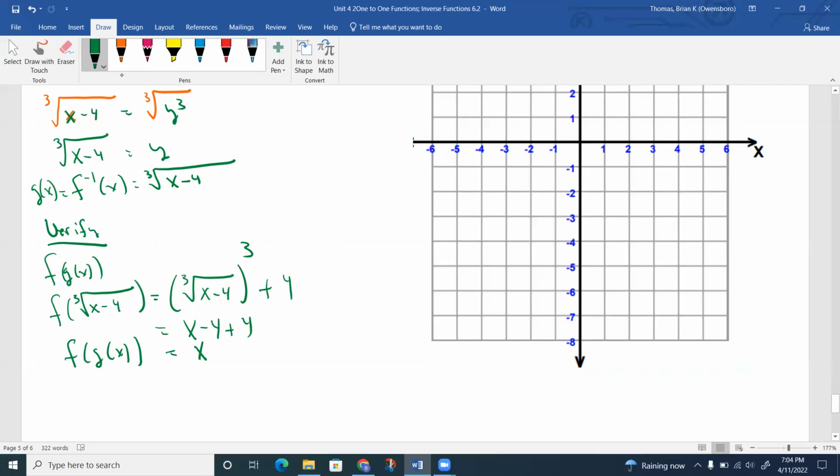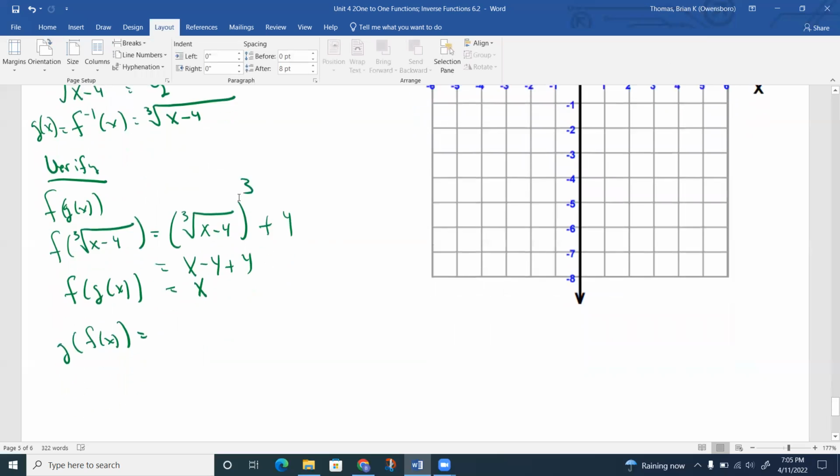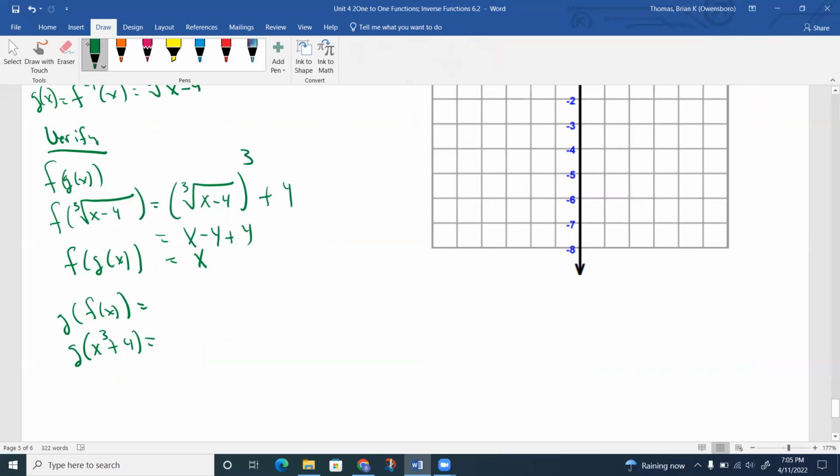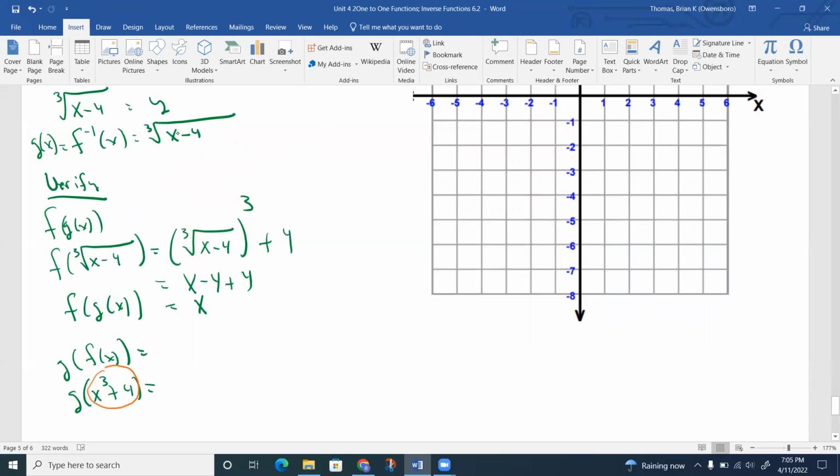So now I have to evaluate g of f of x. So again, f of x is going to be that x cubed plus 4. And it has to go in place of x in our g of x function.